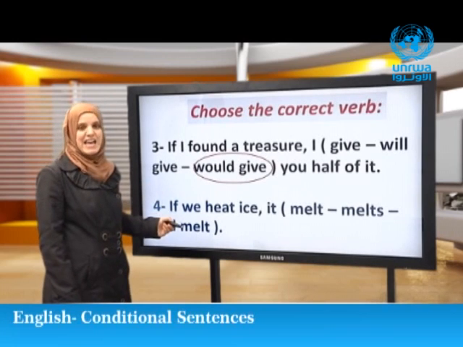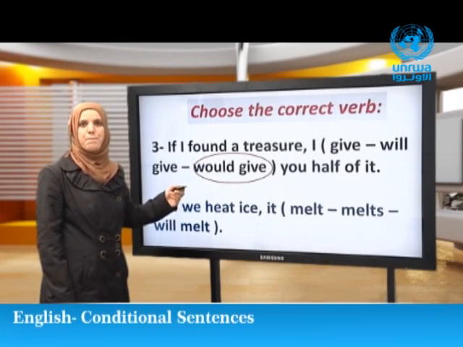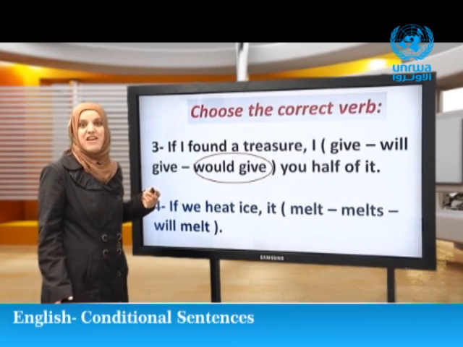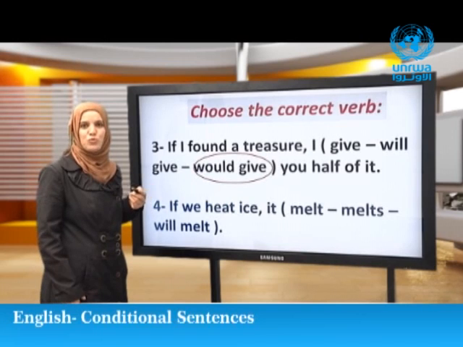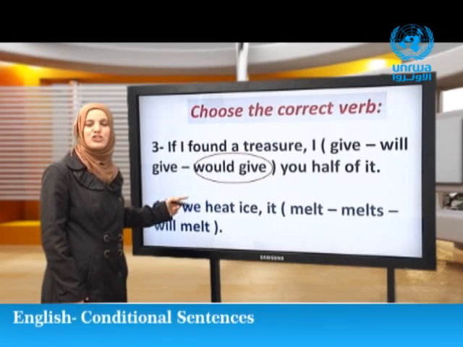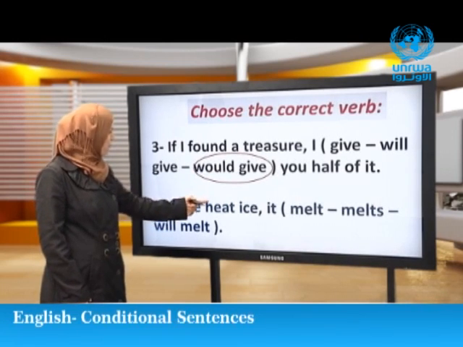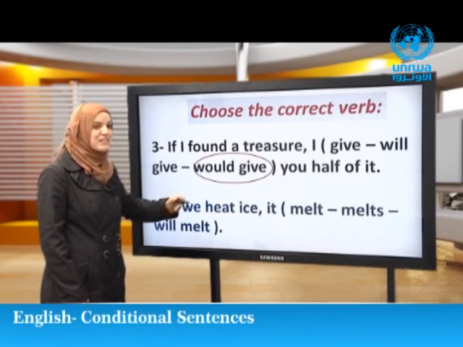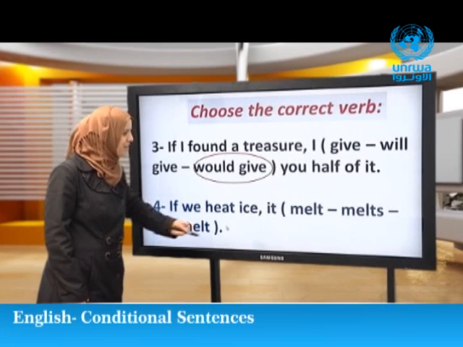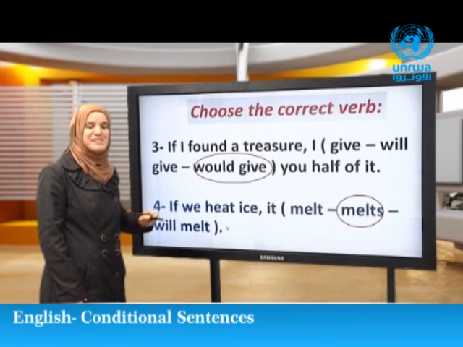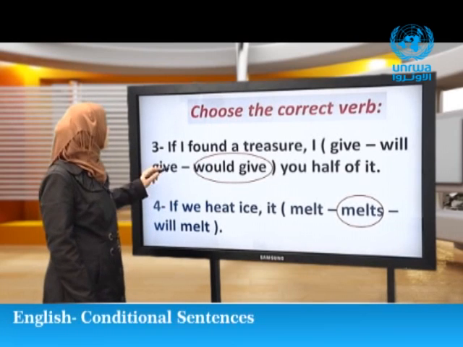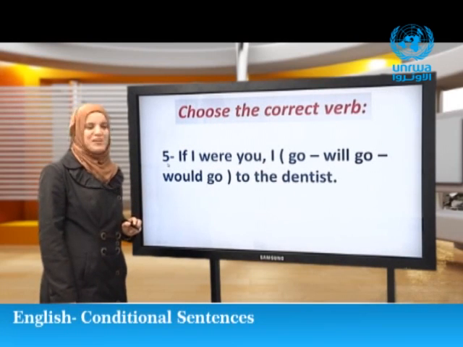And the next one. If we heat ice, it melts, will melt. This is a fact, 100% true. So this is a zero conditional sentence. The verb here, heat, is present simple tense. And what is the correct answer? Yes, good. Melts, present simple tense. It is singular, so we need the third singular S. Good. And the last one, number 5.